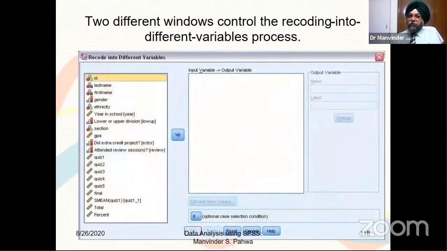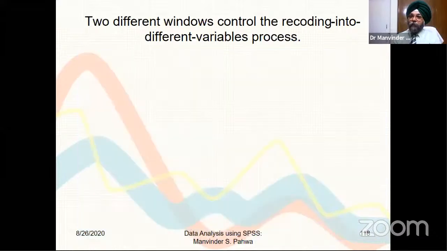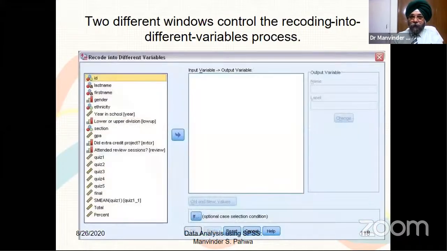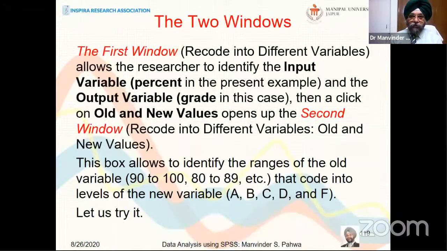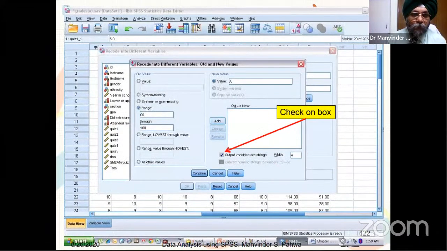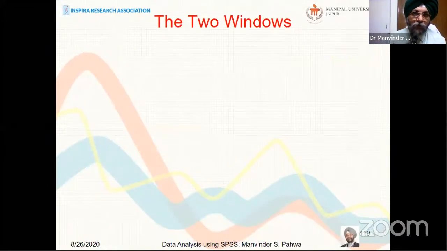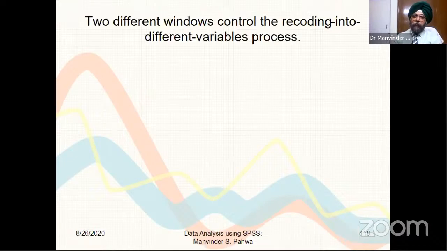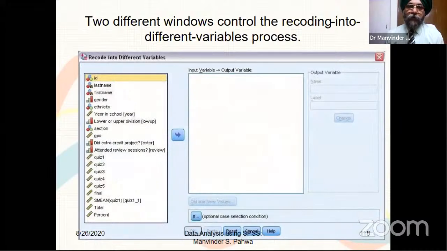So this is the one, recode into different variables. First of all, go to Transform, just a moment. Yeah, go to Transform and then Recode into Different Variables. Actually, one slide is missing over here. So go to Transform and press Recode into Different Variables. You will get this particular window.